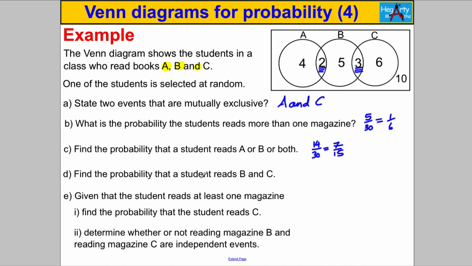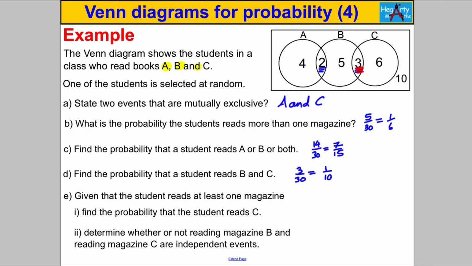Next, find the probability that a student reads B and C. Well, B and C is the overlap between B and C, so it's these 3 students out of a total of 30, which simplifies dividing top and bottom by 3 to a tenth.